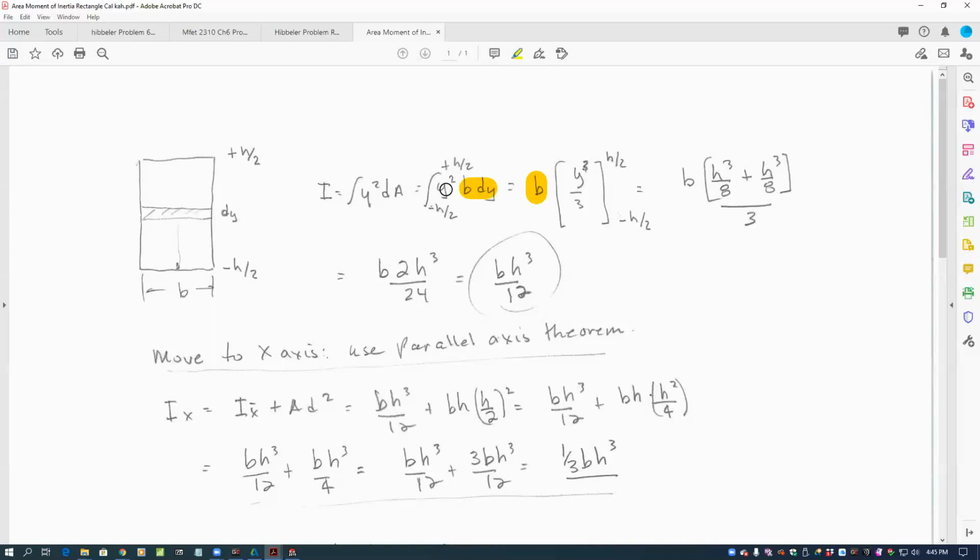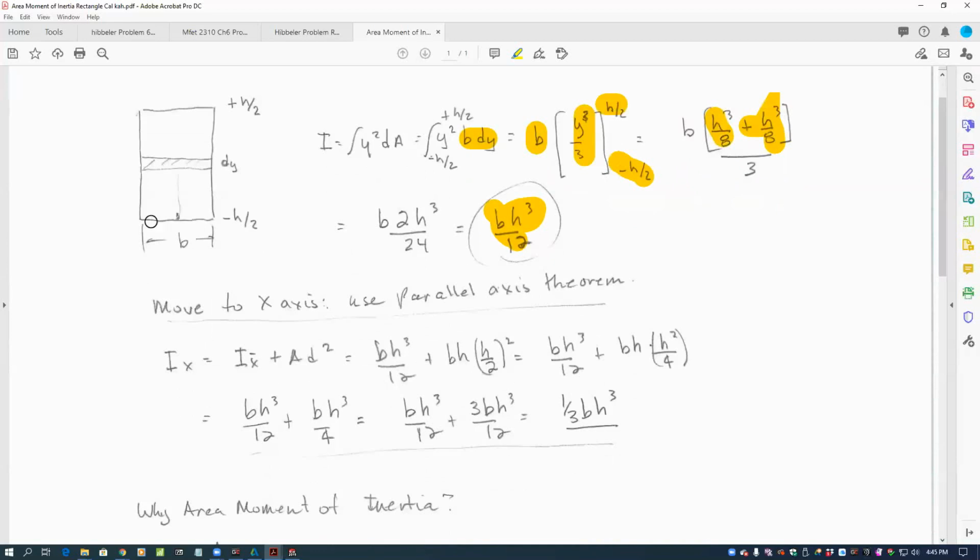Then integrate y squared becomes y cubed over 3 from a minus h over 2 to a positive h over 2. If you say inputting this value into the y cubed becomes h cubed over 8, and then a minus becomes a positive h cubed over 8, all over 3. Simplifying that becomes bh cubed over 12.